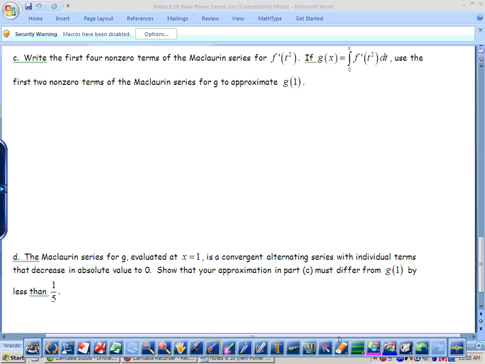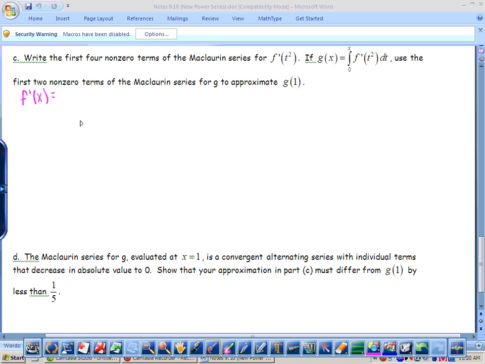Start off with the first sentence. Write the first 4 terms of the Maclaurin series for f prime of t squared. All right, we can do that. F prime of t squared would be f prime of x, but going back and substituting in a t squared. So let's start with f prime of x. And remember, f of x is what we created in part A.